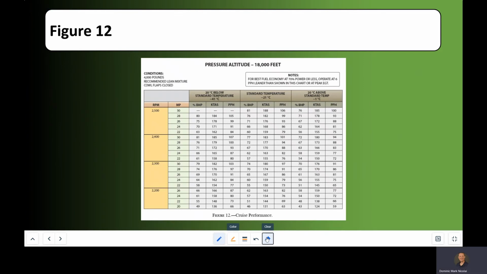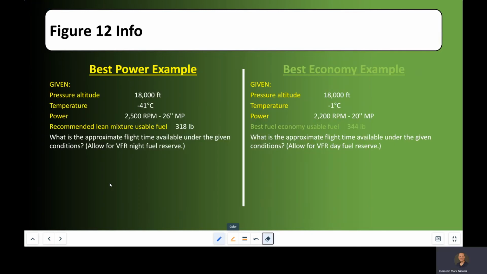So this is figure 12 from your book. And we notice the conditions up here, recommended lean mixture. All the numbers you get from the chart here for fuel flow are all best power settings. And best economy is shown up in this box here, 6 pounds per hour leaner. So read the question. The question will give you the information you need. Am I going to answer with best power usage or best economy usage? So just a couple different examples from figure 12.